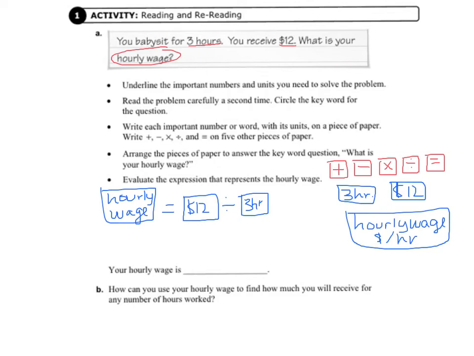Our last bullet says to evaluate the expression that represents the hourly wage. So we would take $12 and divide that by 3 hours, and 12 divided by 3 equals 4. So it would be $4 per hour.